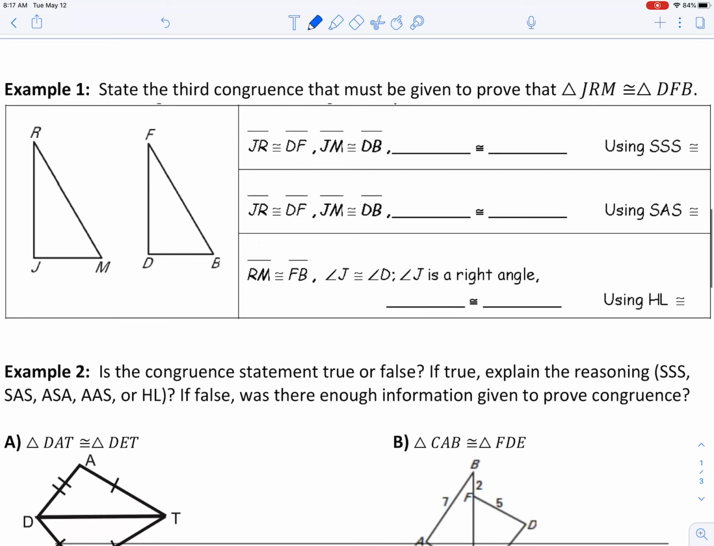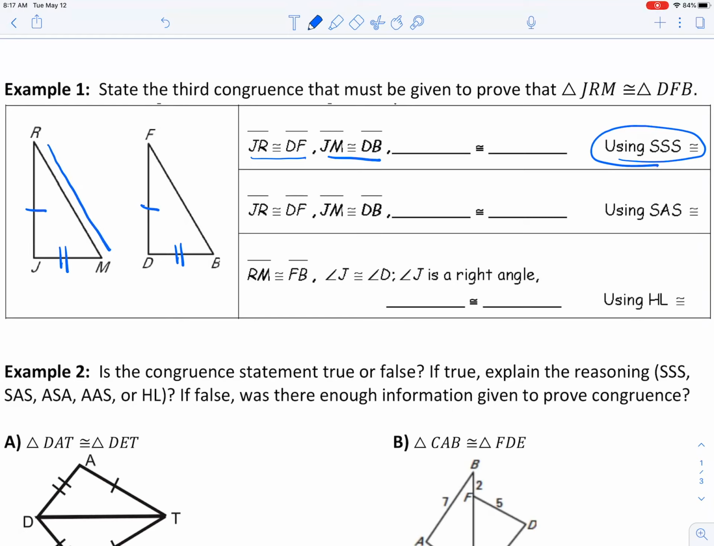Okay, so let's take a look and let's see if we can do some examples. So example 1 says, state the third congruence that must be given to prove that triangle JRM is congruent to triangle DFB. So in this first one, it says we're trying to use side, side, side congruence. Okay, so let's see what we have. We have JR, so I'm going to mark the sides. JR is congruent to DF. We have JM is congruent to DB. So I just marked what it said.